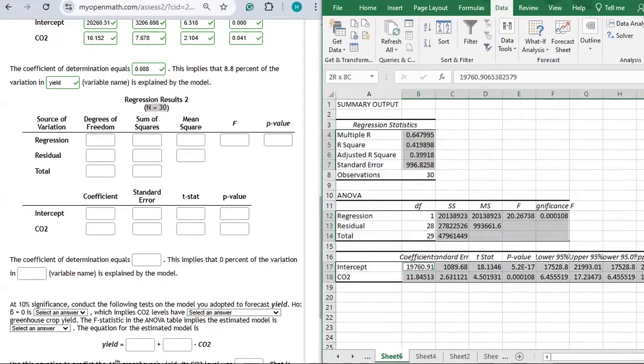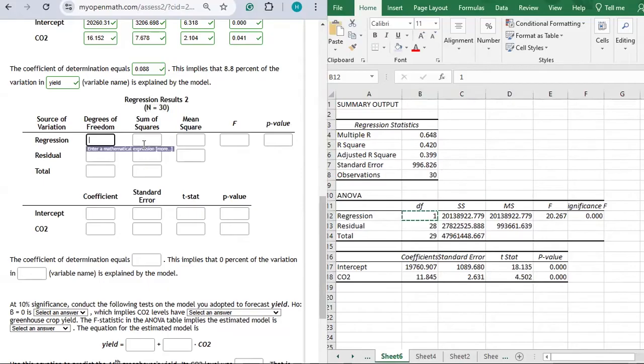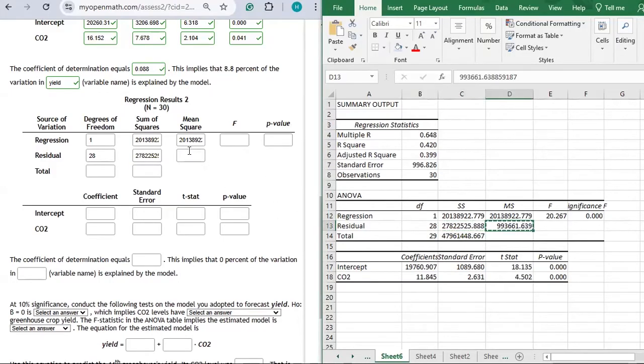I'm going to highlight all these numbers and format like I did before with 3 decimal places. I'm going to get rid of this stuff. The degrees of freedom are still 1 for the regression because we only have CO2. It's sum of squares due to regression. It's mean square. The degrees of freedom for residuals are 28 because we have fewer observations in this regression. The sum of squares due to regression. The mean square due to error. I'm going to put you on pause, fill out this table, and we'll come back.